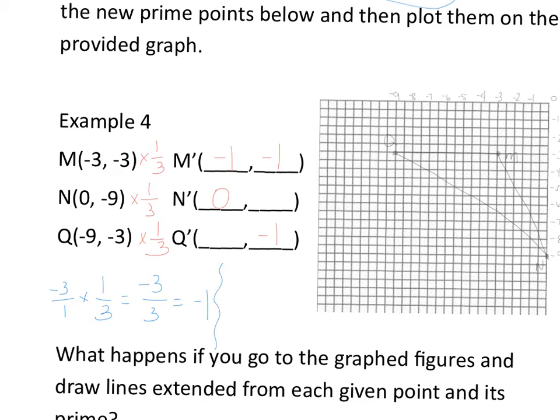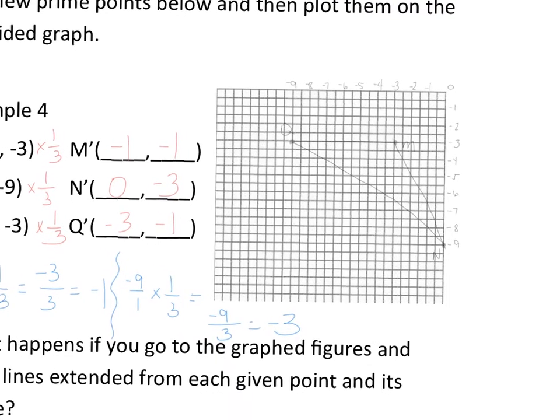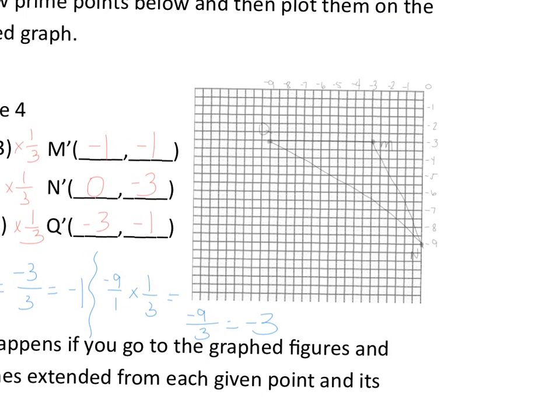But now we have to do -9 over 1 times 1/3, which gives us -9 times 1 is going to be -9 thirds, which is -3. This tells us that n prime is at (0, -3), and q prime is at (-3, -1). Now we can take this information over to our graph and we can plot it.